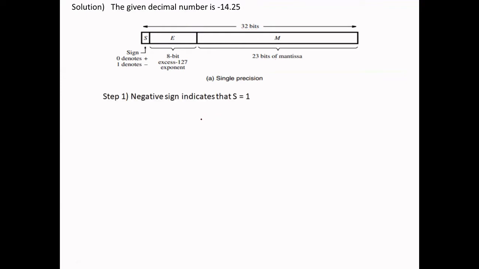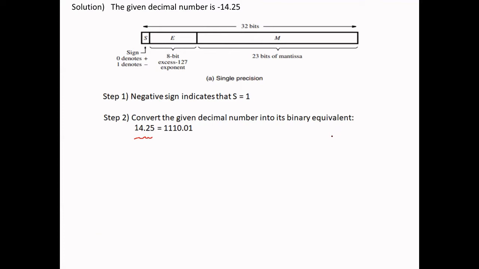Step 1 is the sign. Here they have given a negative sign, so S is equal to 1, which indicates a negative number. That is the first step. The second step is to convert the given decimal number into its binary equivalent. So take this 14.25 and convert it into a binary value.